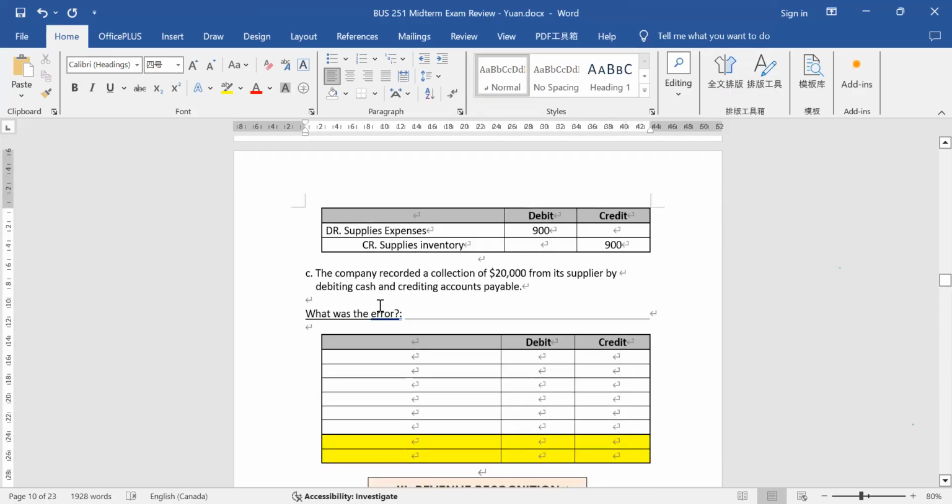Question C. The company recorded a collection of 20,000 from its suppliers by debiting cash and crediting accounts payable. What was the error? So the company recorded a collection from its suppliers. So actually, they're talking about accounts receivable. So this company shouldn't use accounts payable. That's the error.